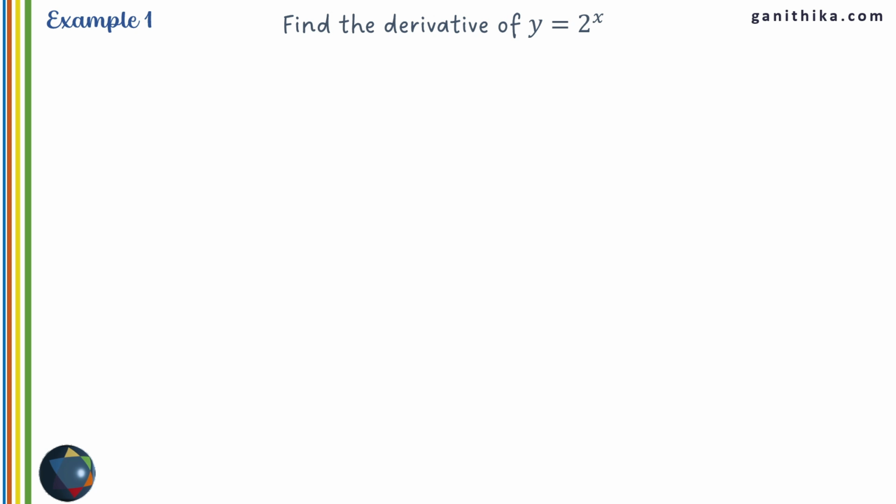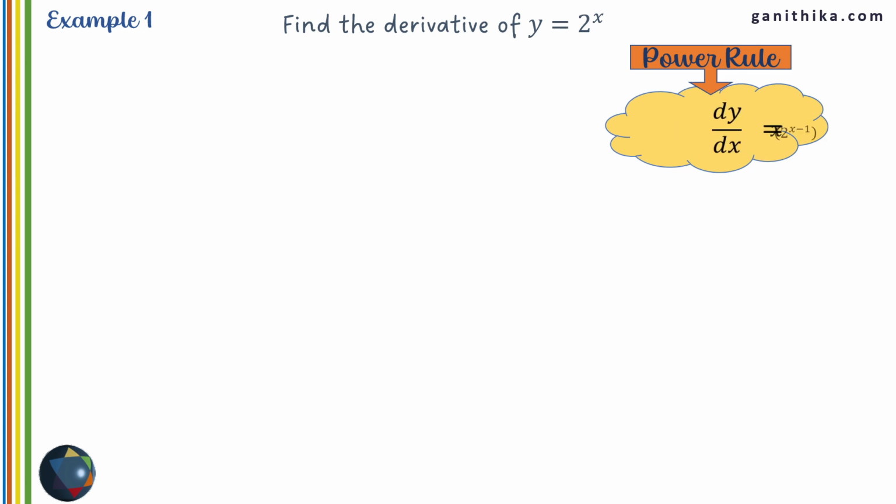So you must have used power rule for this because it's 2 to the power of x. Therefore, using power rule, you should have answered this question as dy dx is equal to x times 2 to the power of x minus 1. Yes? Did you answer like this? Then you are wrong, because we cannot use power rule for this.